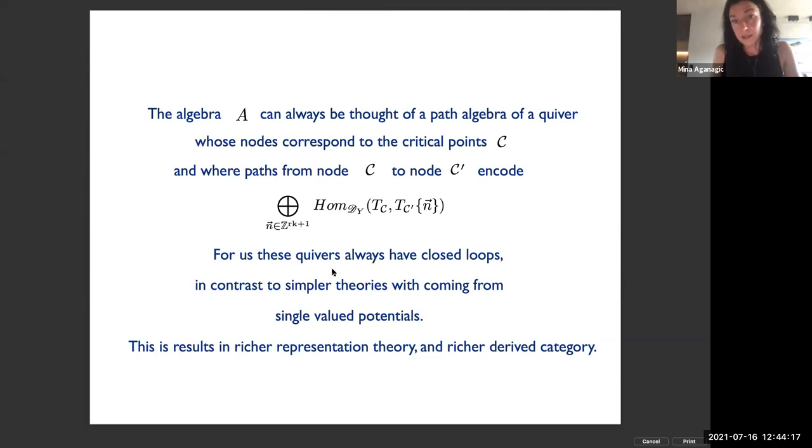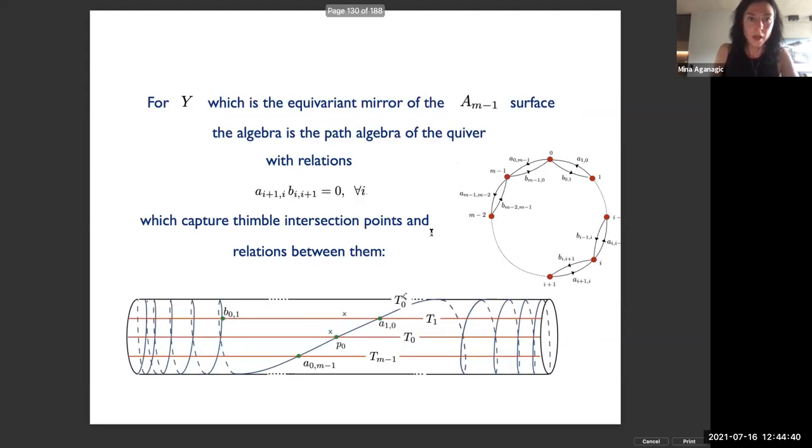So such an associative algebra can always be thought of as a path algebra of a quiver whose nodes correspond to critical points of the potential and where paths from one node to another include Homs. For us, these quivers will always have closed loops, in contrast to simpler theories coming from single-valued potentials. So you'll get a richer representation theory and a richer derived category. In our running example, Y, which is the equivariant mirror of the A_{M-1} surface, the algebra you get is the path algebra of the affine A_{M-1} quiver with the following relations, which capture symbol intersections and the relations between them.